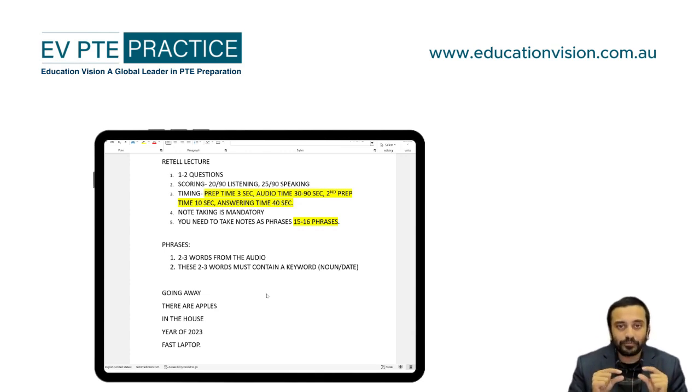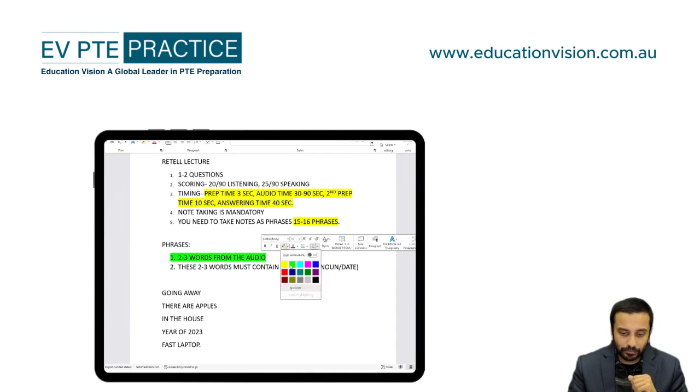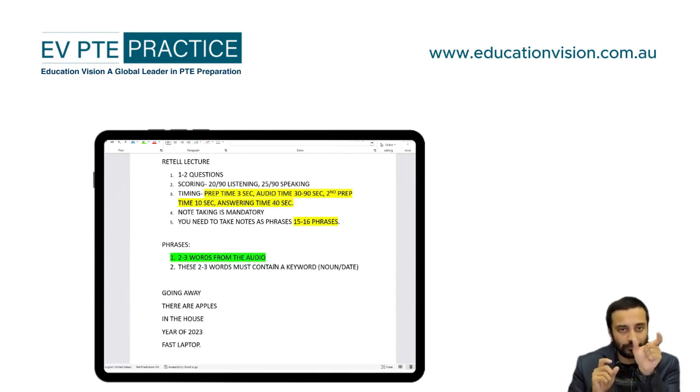Now, what is a phrase in itself? A phrase is basically 2 to 3 words that we have taken from the audio. So the length of a phrase is 2 to 3 words. If you take 4, 5, 6 words, that is no more a phrase. If you take one single word, that is not a phrase. So the length definition is 2 to 3 words. Now these 2 to 3 words should have a keyword in them. And a keyword is basically a noun or a date.